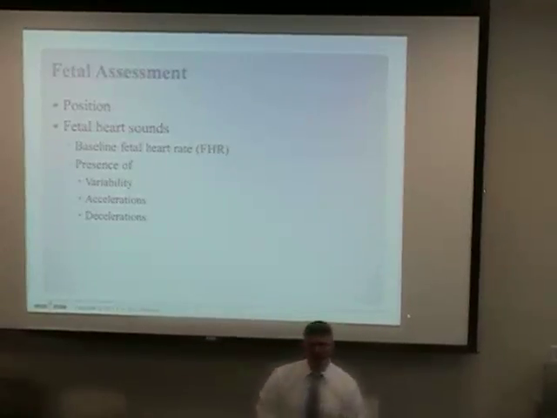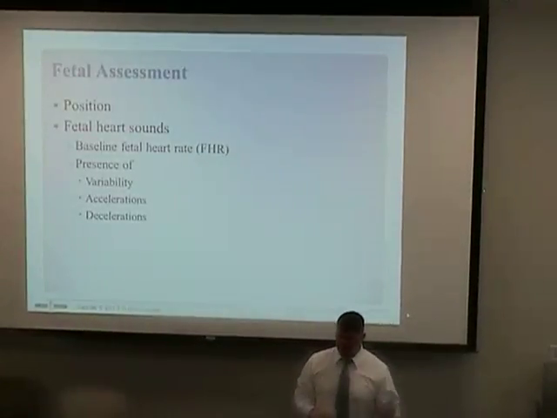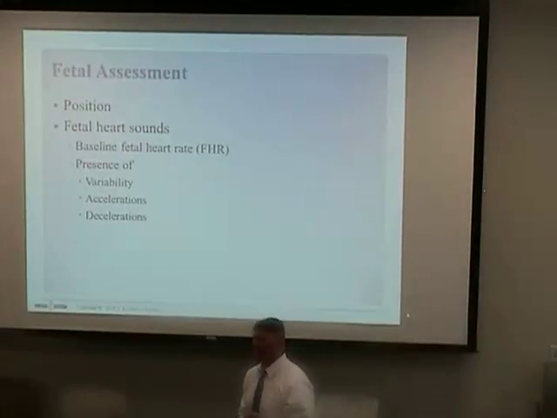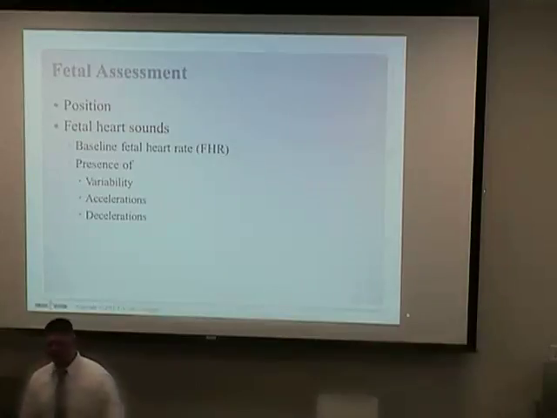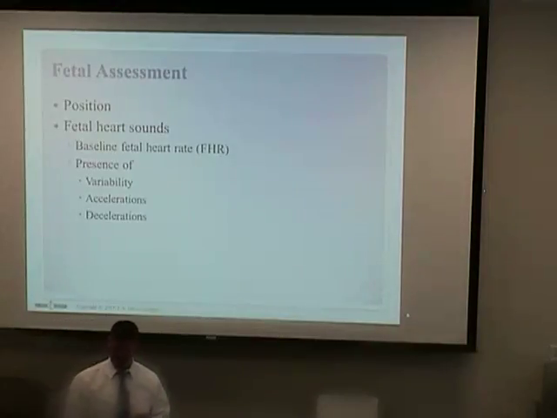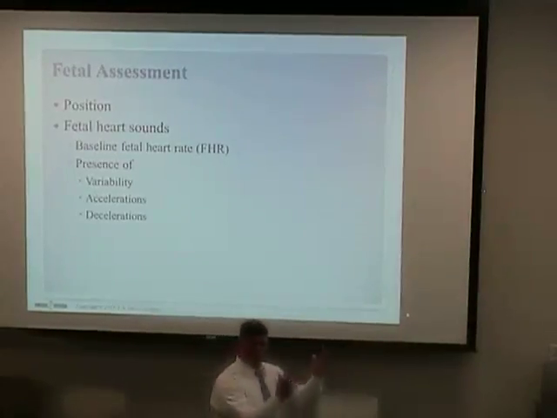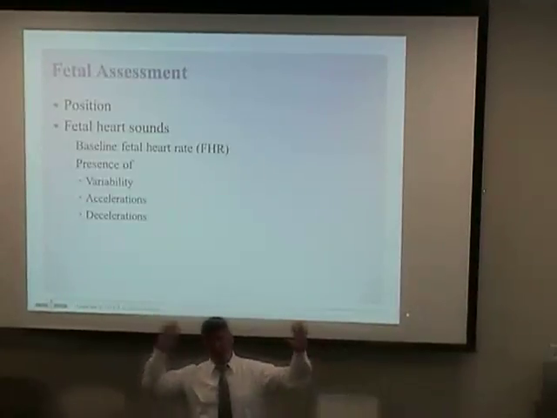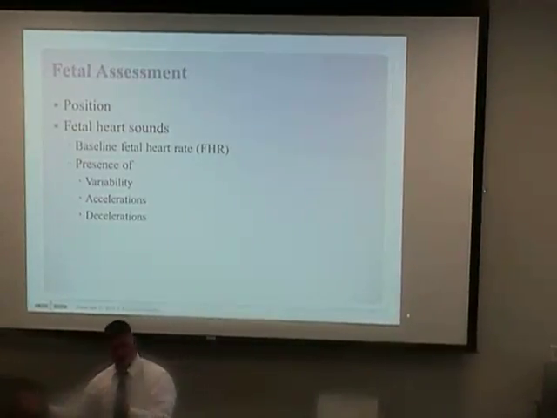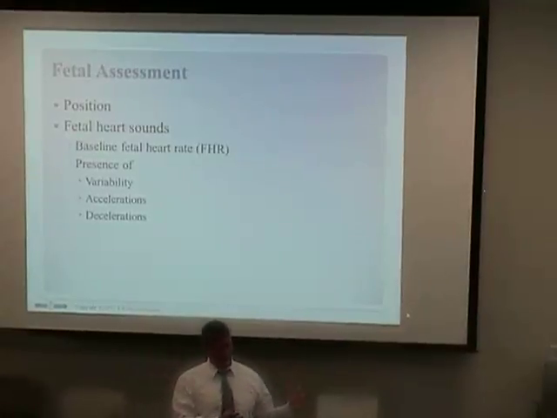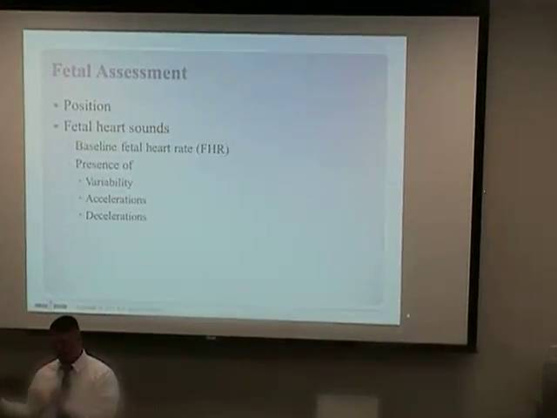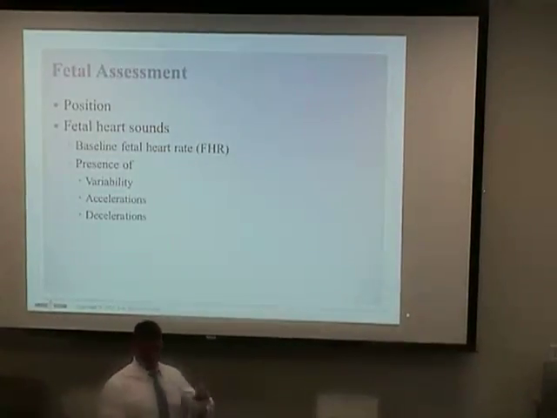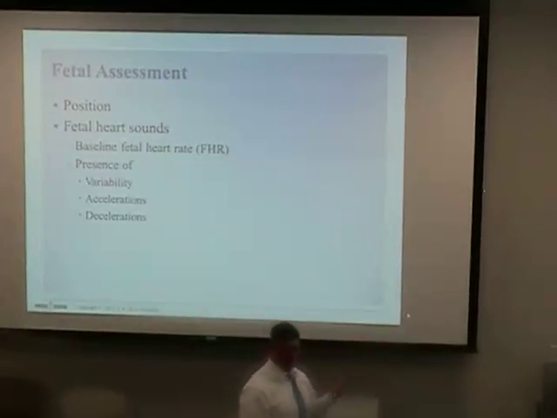A late deceleration is a visibly apparent, gradual onset, decrease in the fetal heart rate that begins, nadirs, and ends after the contraction begins, peaks, and ends. Okay? So earlies come with the contractions. Variables come whenever. Lates come after. Okay? Earlies are gradual onset. Variables are acute onset. Lates are gradual onset. You see a system here? Start to make sense?